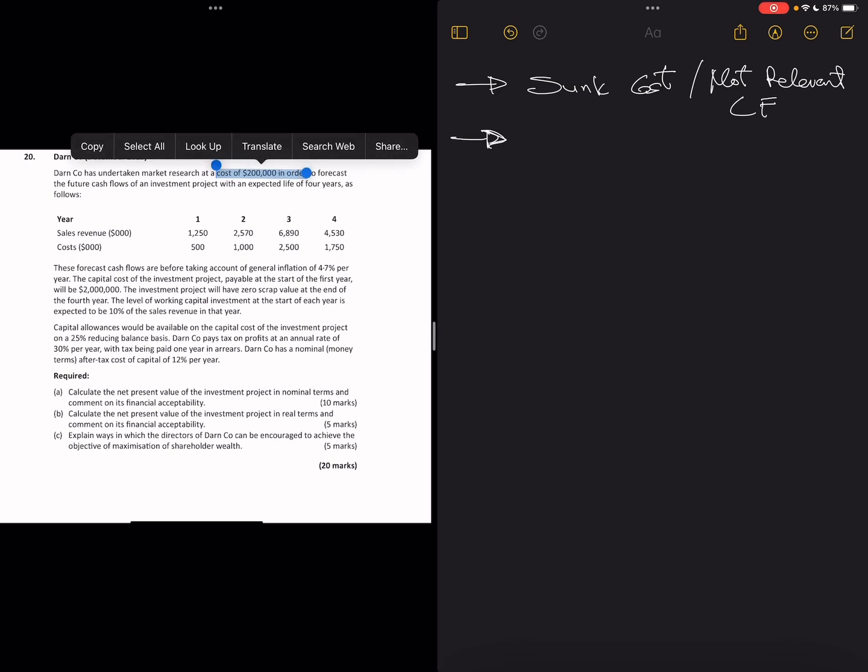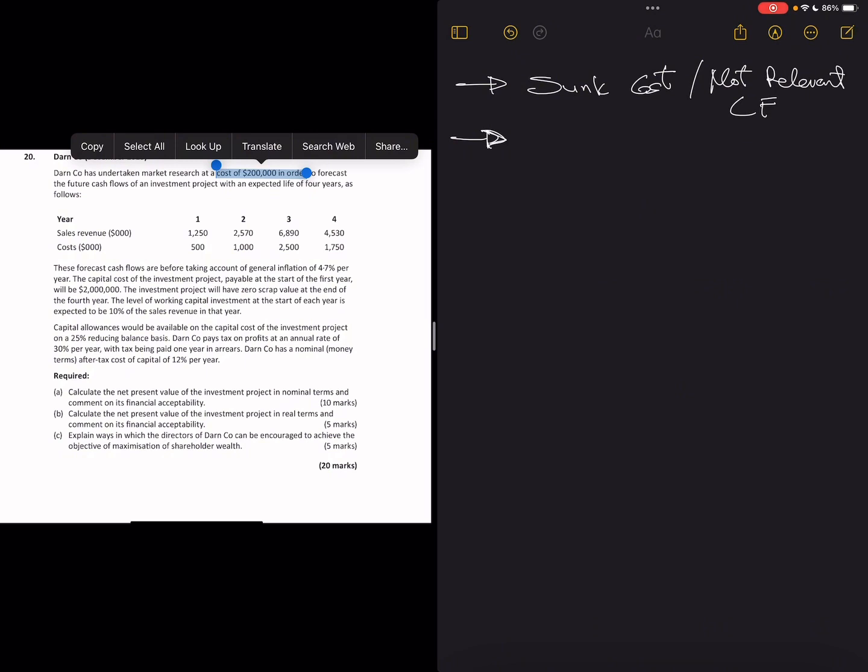The question says that Danco has undertaken a market research. So the research has already been done and the money has already been incurred. So it's a sunk cost. The research could have come and said this investment is not a good investment, or this data is not good, we can't get any data, and in that case you won't be able to do the investment. So that's why it's a sunk cost.